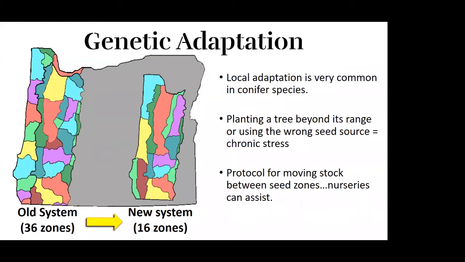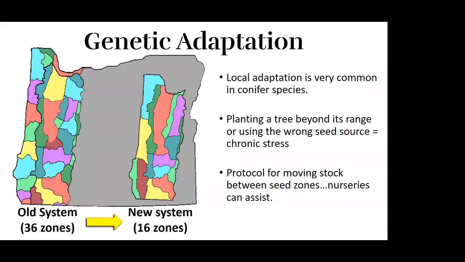This means that trees planted in areas where they are not properly suited will experience chronic stress. So this often leads to delayed growth and maybe even mortality. So it's important to plant trees that are within their range. For example, trees from lower elevations or more southerly latitudes tend to start growing earlier than trees from higher elevations or northerly latitudes.